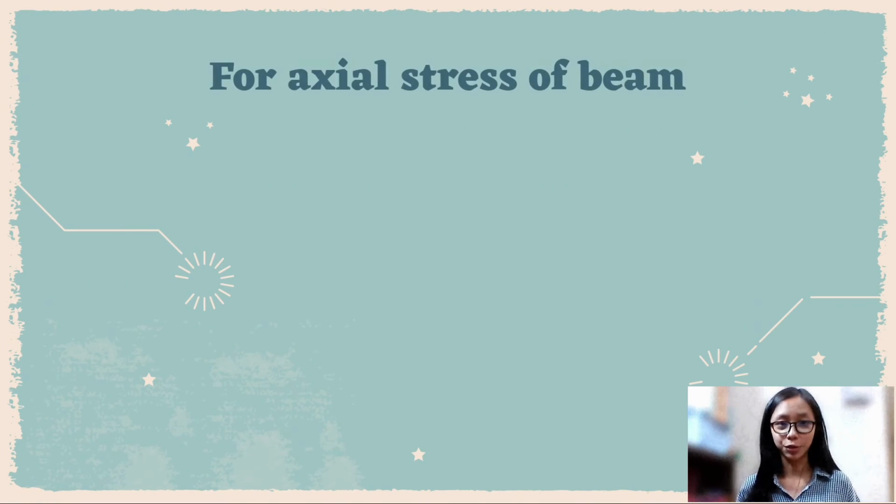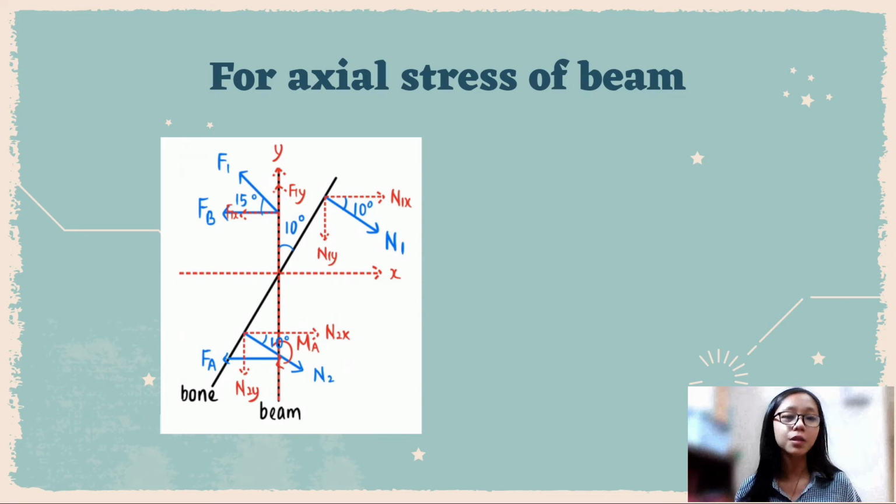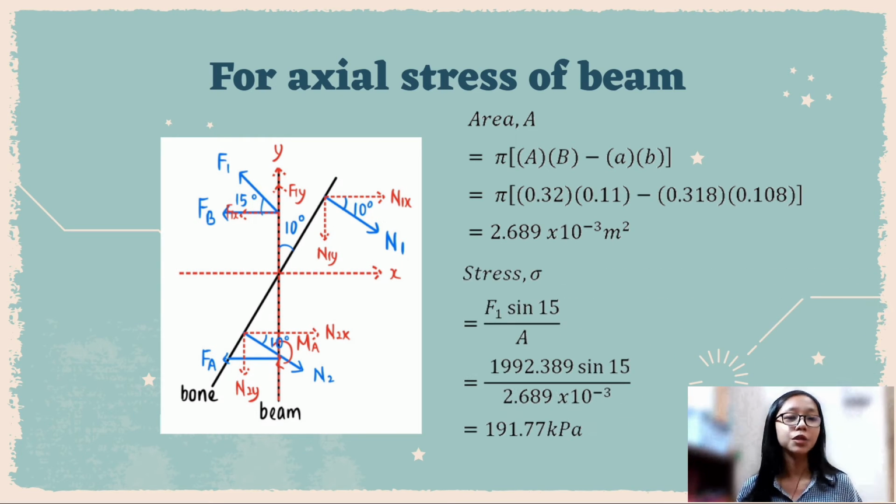While calculating the axial stress, the force has to act perpendicularly to the area. From the free body diagram, you can see that P equals F1 sine 15, while the area is calculated using the formula where area equals pi AB minus ab to determine the area of a hollow LSO, since the LSO is in the shape of an ellipse. Through calculation, the axial stress is 191.77 kPa.